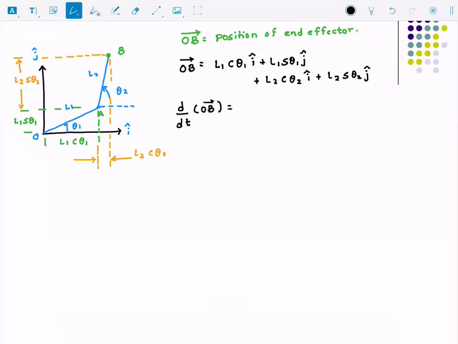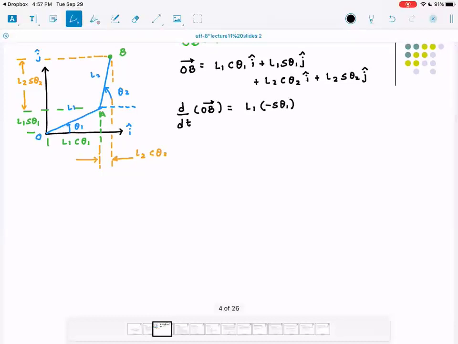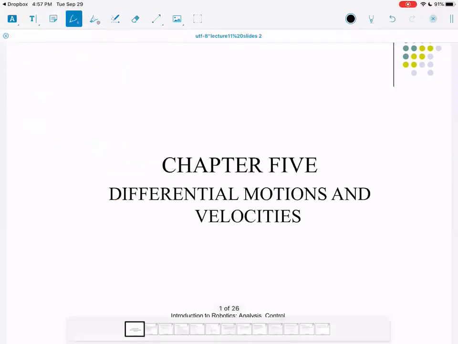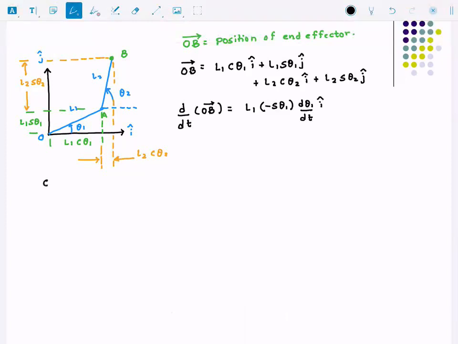When I take the derivative, please try to understand that the derivative of a constant is 0. L1 is a constant. So I'm going to get L1 cosine theta 1, and the derivative is going to be minus sine theta 1. But please note, the derivative is not with respect to theta 1, it is with respect to time. So I will have to take the derivative of theta 1 with respect to time, so it will be d theta 1 by dt. And then I will have I. And this is very important: I have used the chain rule.